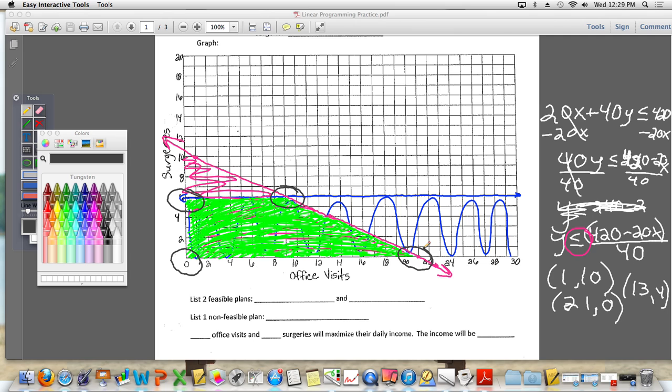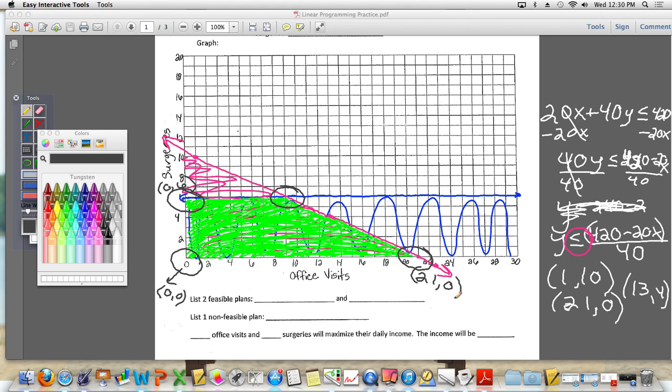All right. What I need you to do now is label every point. So what is this point, you guys? It is the point 0, 0. What about that corner? What point is that? 0, 6. What about this point? Wasn't it 21, 0? And then we have this point.